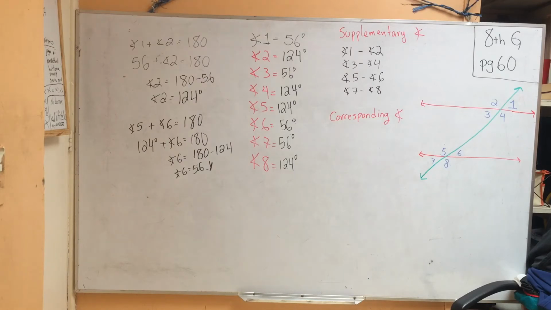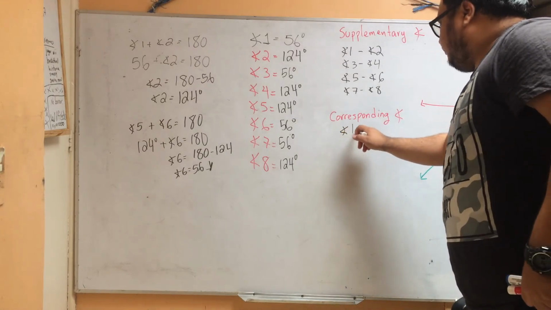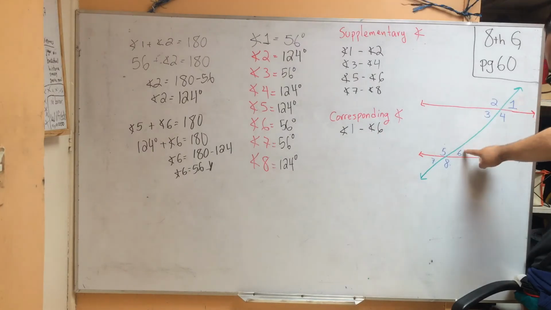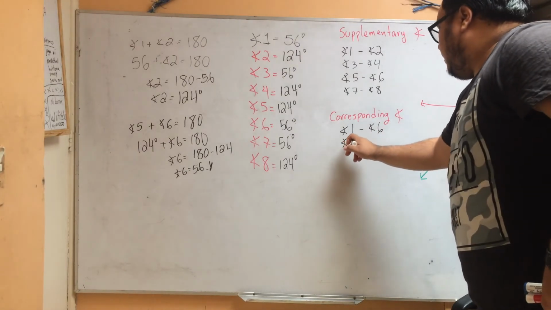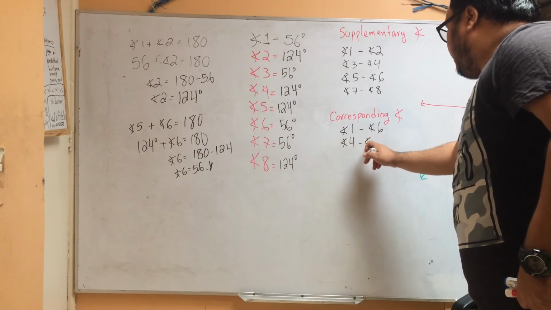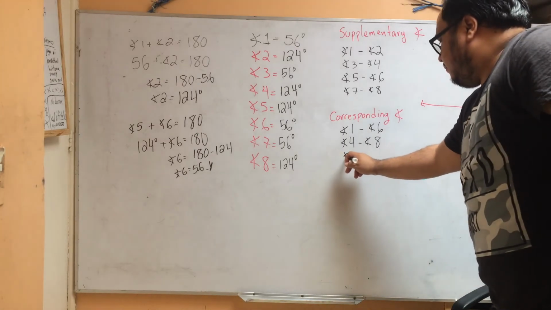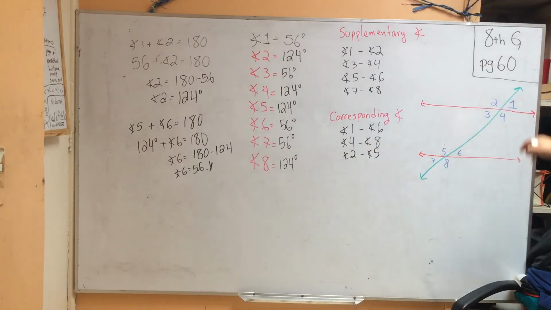So corresponding angles are number 1 and 6, and angle 6, this one, 4 and 8, angle 4 and angle 8. We also have 2 and 5, angle 2 and angle 5, and we also have 3 and 7.